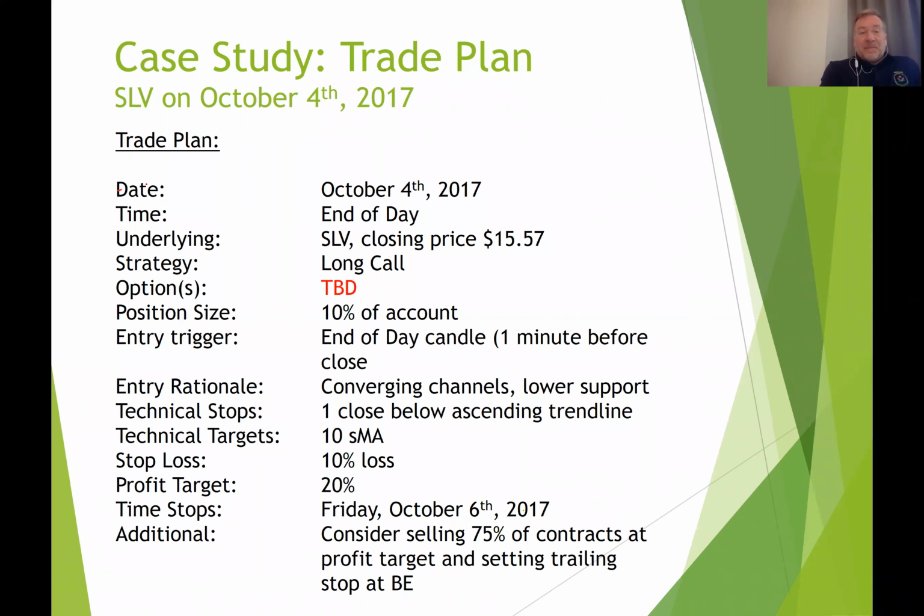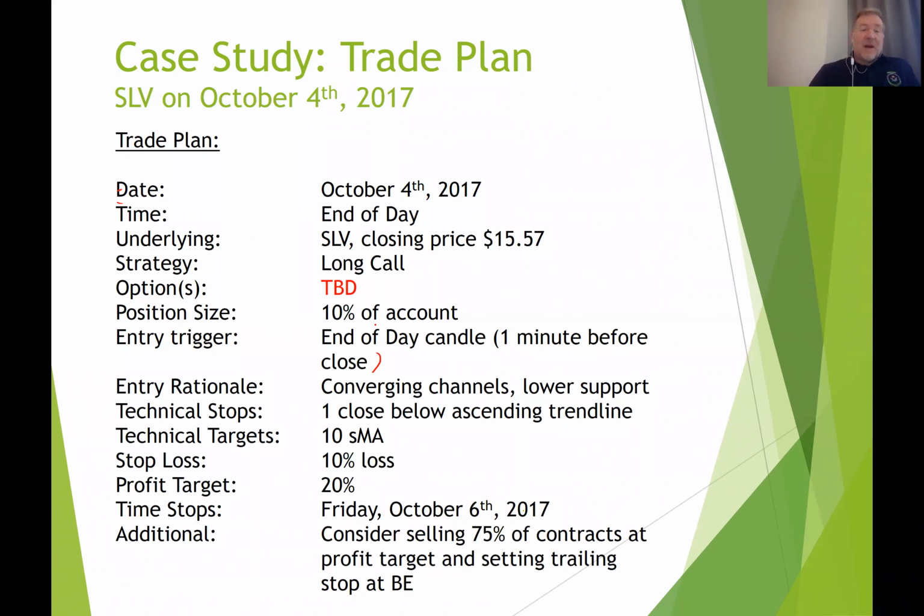So it starts with a date. I don't necessarily need to give you guys this format because you can do this yourself. It starts with a date. This is October 4th, so today for you guys is the 5th, so it's yesterday. Timing of the trade, end of day. Underlying is SLV. We had a closing price of 15.57. The strategy is a long call because that's all we're talking about here. I'll go into the options choice in a second, but position size on this one is 10% of my account. And the entry trigger was the end of day candle, 1 minute before close. Very clear. I want to write these things down.